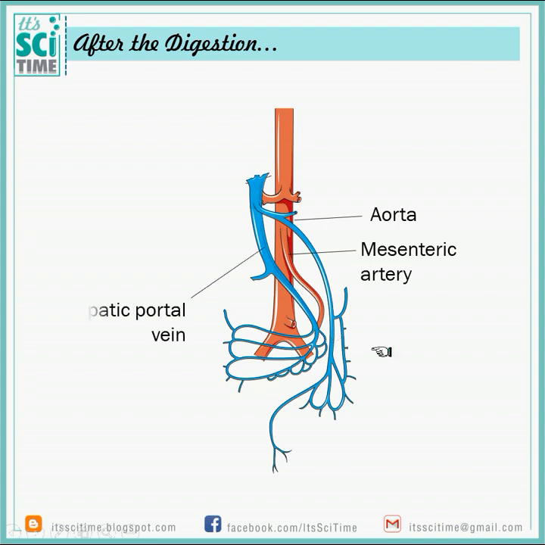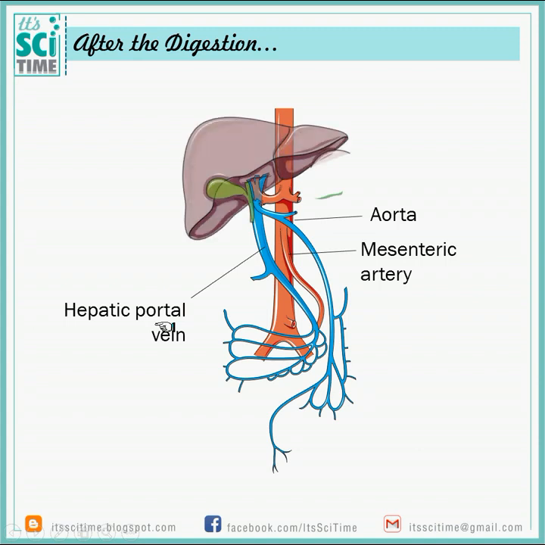This vein is called the hepatic portal vein. This vein runs into the liver because absorbed nutrients are first carried into the liver. Some nutrients are temporarily stored here at the liver. So the nutrients taken from the gut are carried into the liver through the hepatic portal vein and stored temporarily. Right. This is what happens after the absorption.